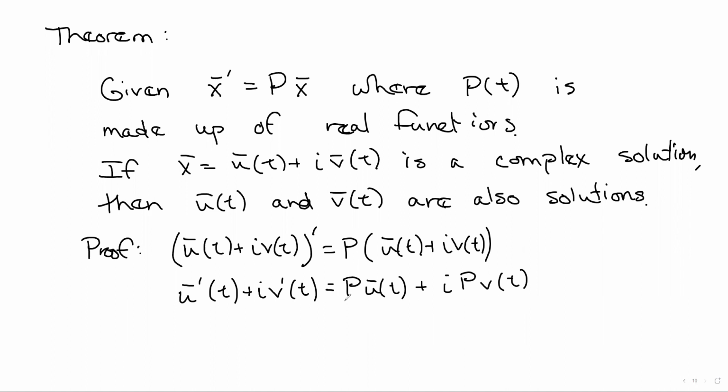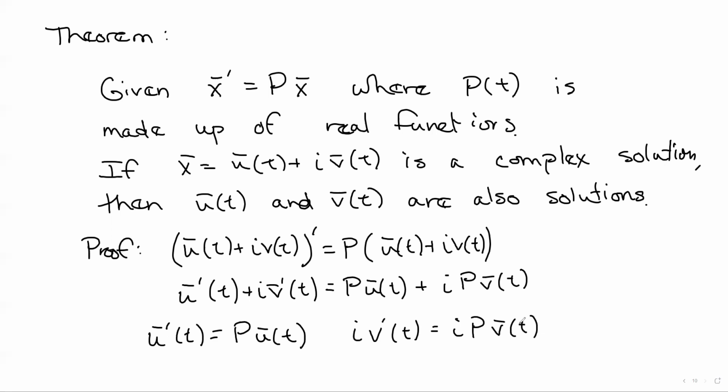Once you're here, the thing that we know is we've got a complex number on the left and a complex number on the right. How do I know that? Because this doesn't have an i, this does. Anytime you have something plus i times something else, that's a complex number. Whenever you have two complex numbers equal, the only solution is when the real parts are equal and when the imaginary parts are equal. So from here, u prime of t needs to equal P u of t, and v prime of t needs to equal P v of t. Actually, you can just ditch the i's here. The real parts need to be equal and the imaginary parts need to be equal.